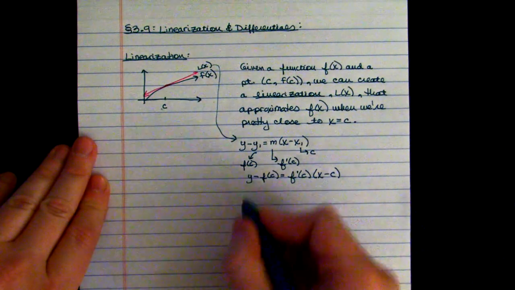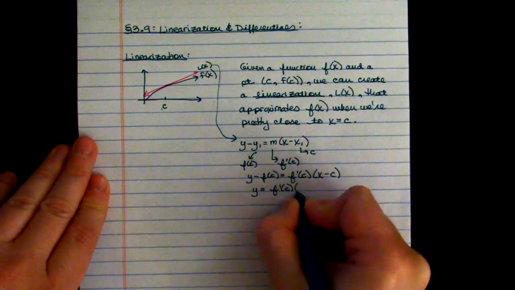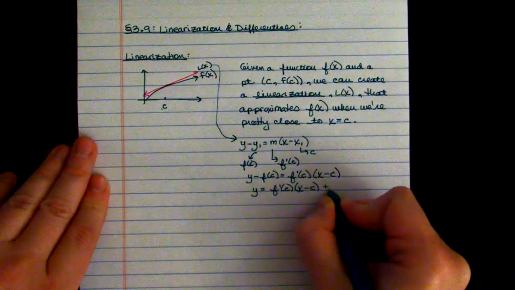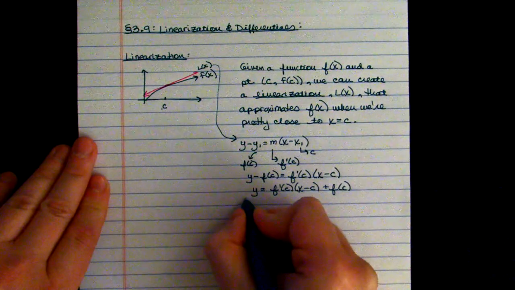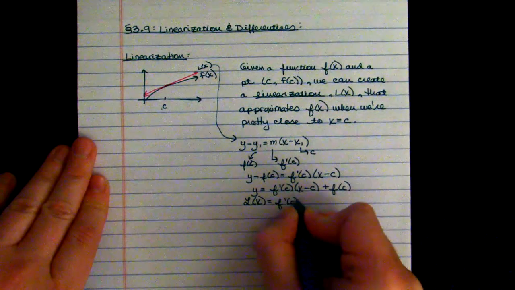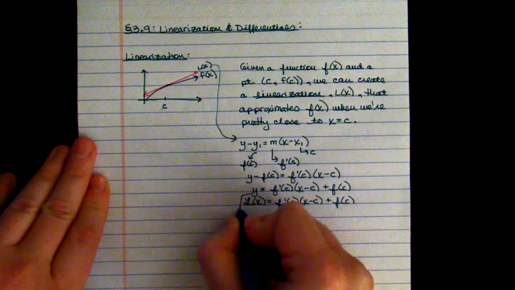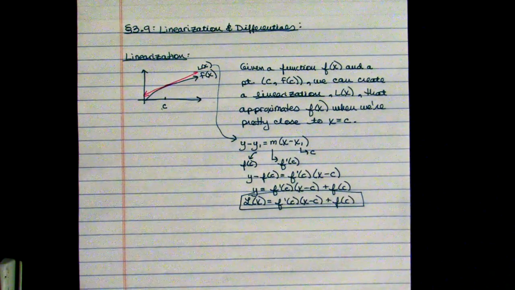I want to try to solve this thing for y. So I can say y equals f prime of c times x minus c plus f of c, or L of x equals f prime of c times x minus c plus f of c. And this is my formula for a linearization. This is not a formula that's going to be worth memorizing. The formula worth memorizing is y minus y1 equals m times x minus x1. But I'm going to show you in a moment how we can basically use this formula to do some approximations of functions. But make sure you get everything copied down first.